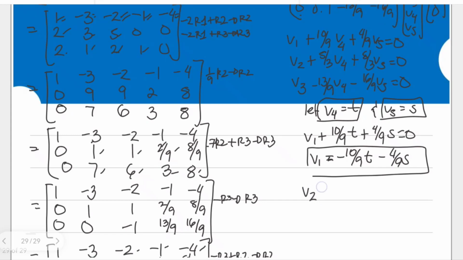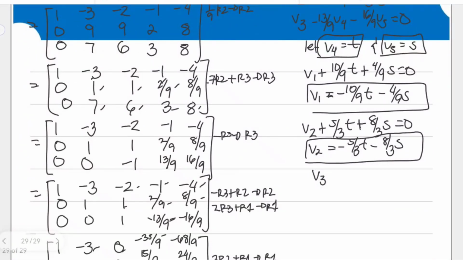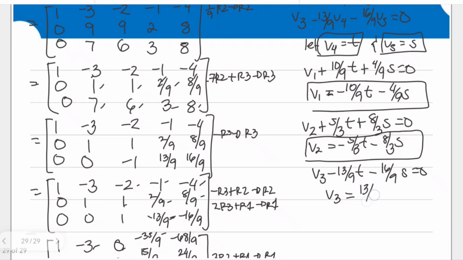V sub 2 now, plus 5 thirds of V sub 4, which is T, plus 8 thirds of V sub 5, which is S, equal to 0. So V sub 2 in terms of T and S is minus 5 thirds of T, and this is still minus 8 thirds of S. And finally, for our V sub 3, minus 13 ninths of V sub 4, which is T, minus 16 ninths of V sub 5, which is S. So V sub 3 in terms of T and S is positive 13 ninths of T plus 16 ninths of S. It's very long, right?